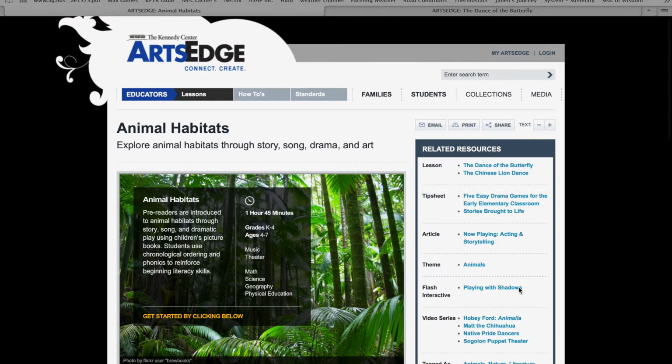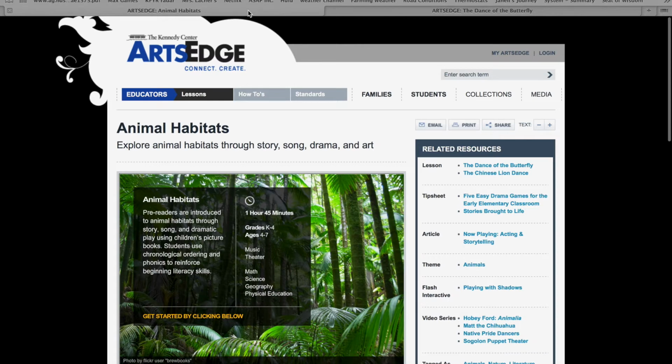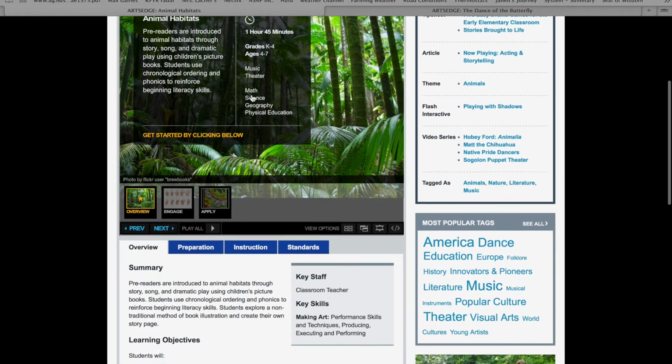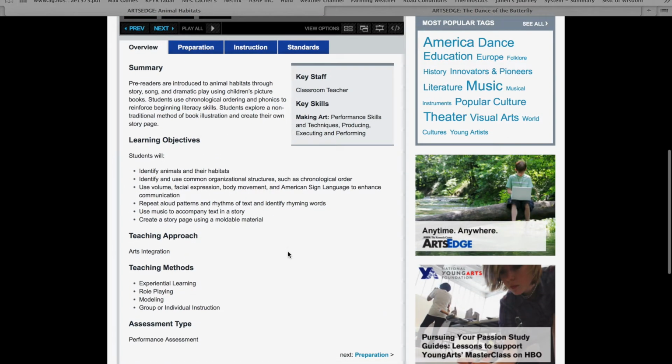The two lessons we will be concentrating on are Animal Habitats and The Dance of the Butterfly, found on the Kennedy Arts Edge website. In the Animal Habitats lesson, students will identify animals and their habitats, identify and use chronological order, use volume, facial expression, body movements, and American Sign Language to enhance communication, repeat aloud patterns and rhythms of text, and identify rhyming words and create a story page using moldable material.